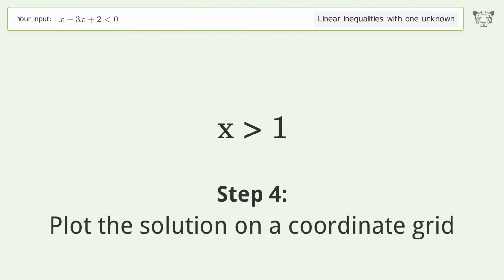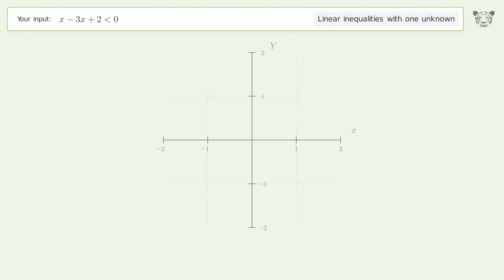Plot the solution on a coordinate grid. And so the final result is x greater than 1.